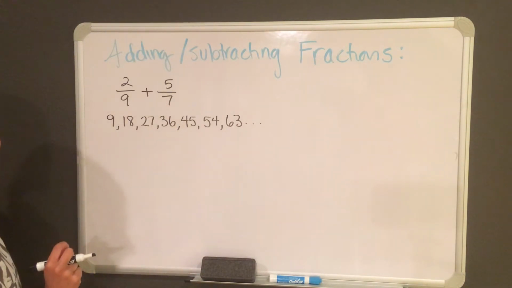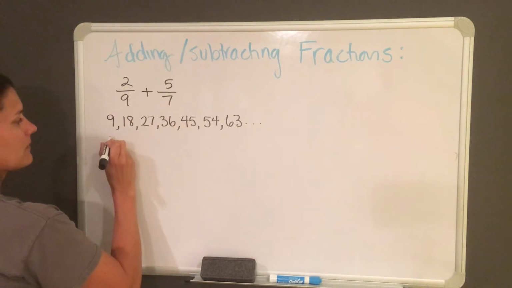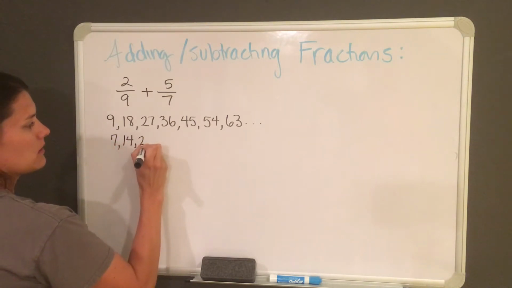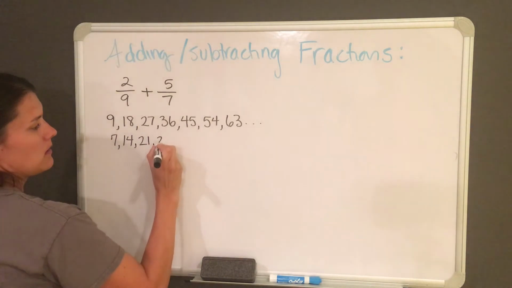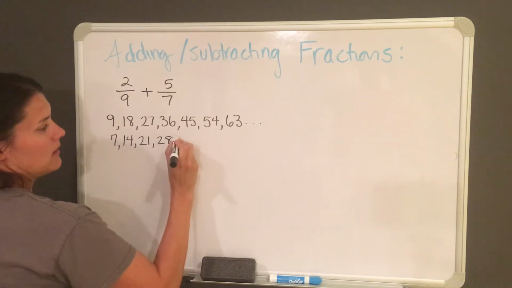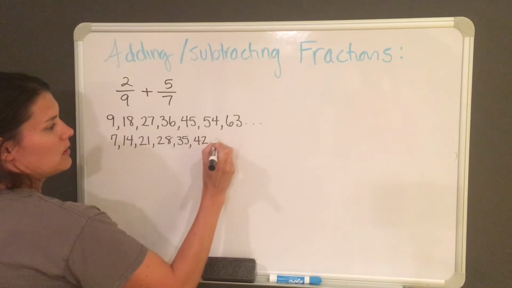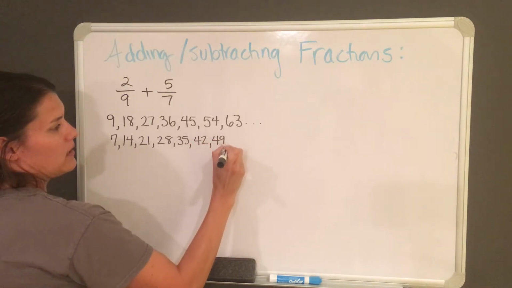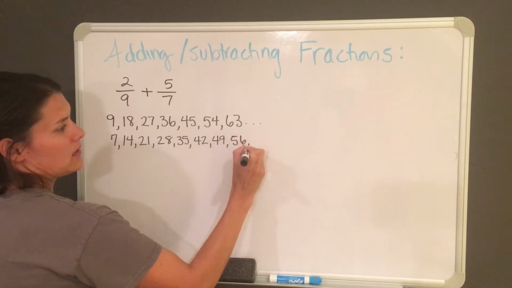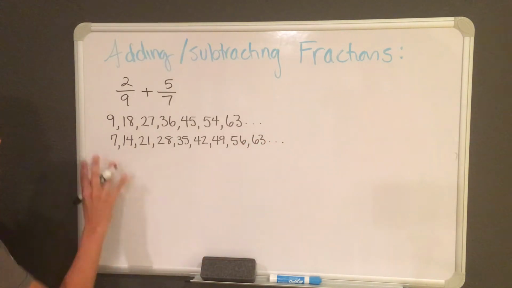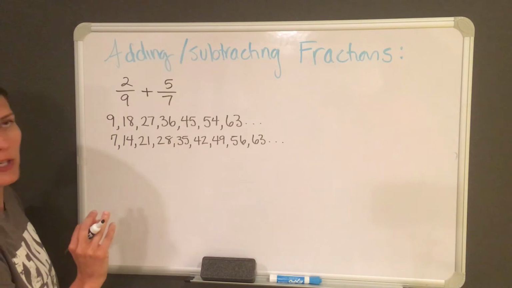Now I'm going to list the multiples of 7. 7, 14, 21, 28, 35, 42, 49, 56, 63, and so forth. And you keep going until you see a common number.